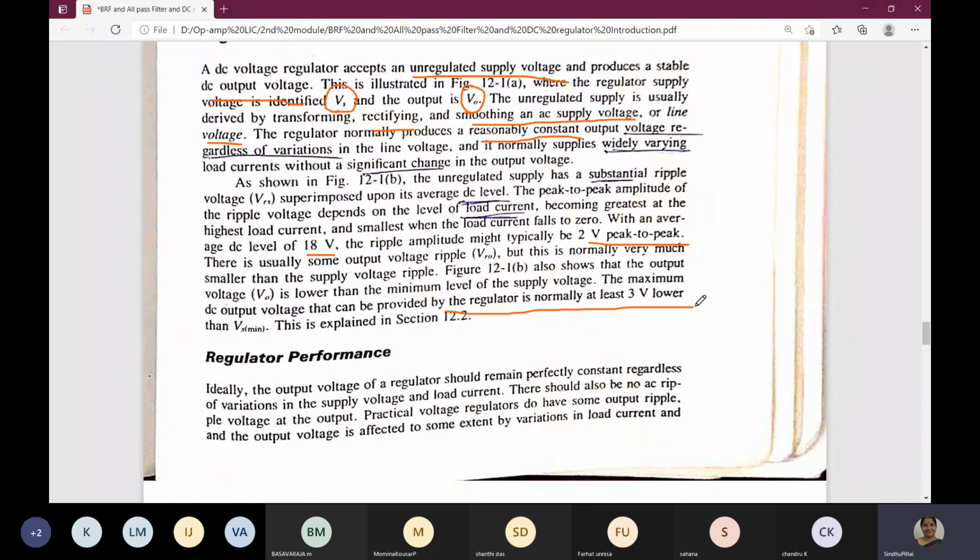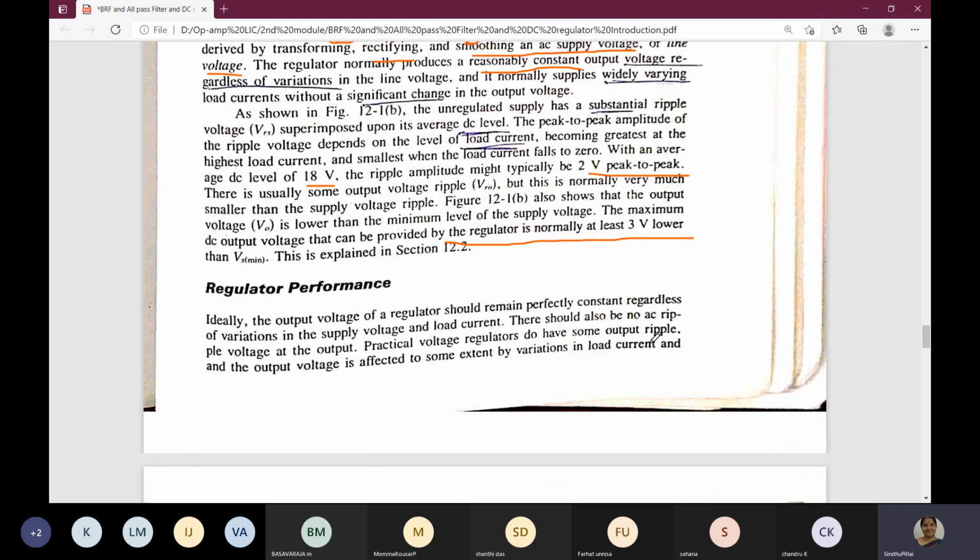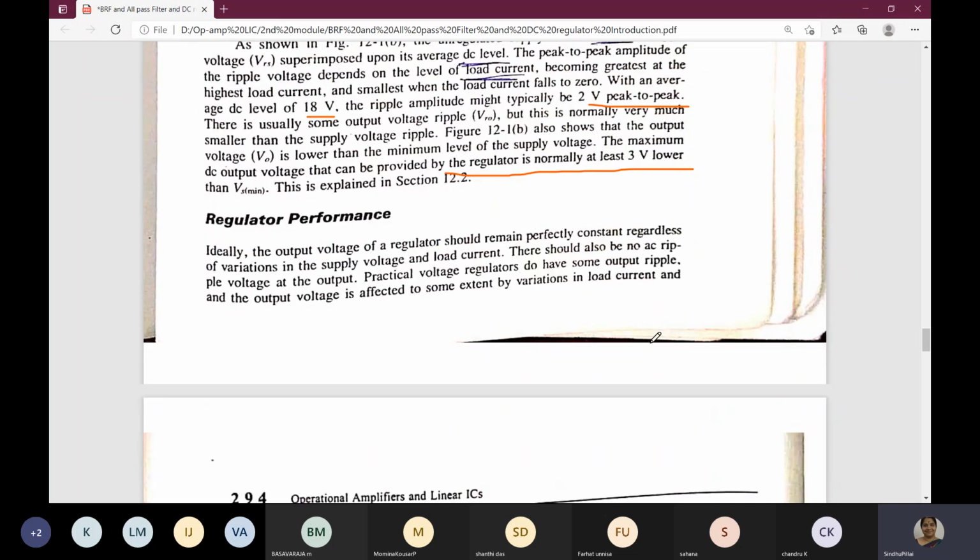So what this DC regulator will do is stabilize the output, whatever ripples are produced. The regulator's job is exactly that. It has to regulate the unregulated supply that comes from the AC, because there will be many ripples and fluctuations in the supply which will affect the performance of our device.